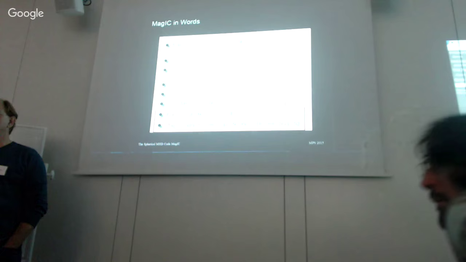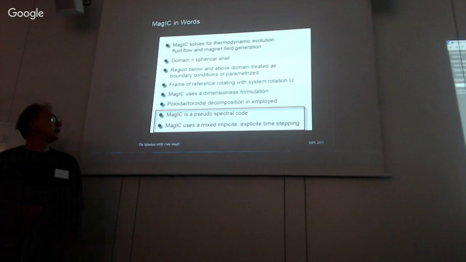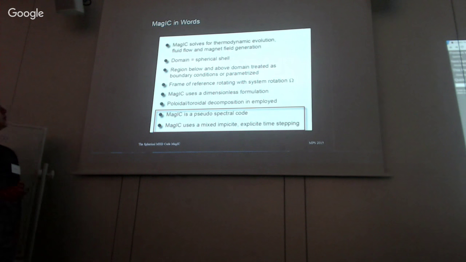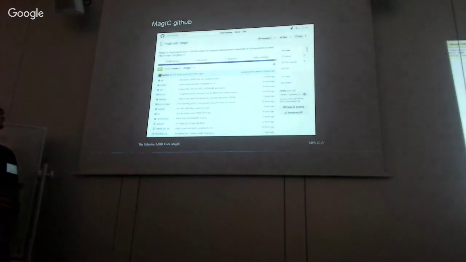Okay, so while the code is running, we talk a little bit about what the code is actually doing and how it's structured. Yesterday, I introduced MagIC, and we went through a few of these points here. What is left is down here. What does it mean that MagIC is a pseudo-spectral code? How do we transform between the grid representation and the spectral representation? And then, what is the actual time integration that MagIC uses?